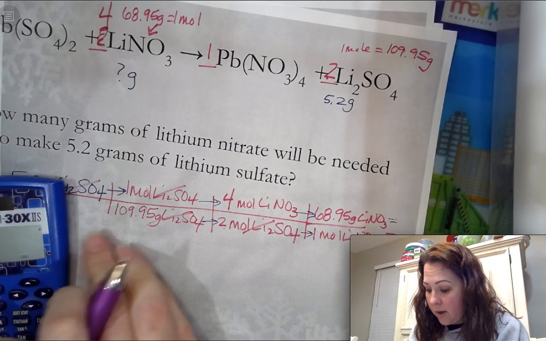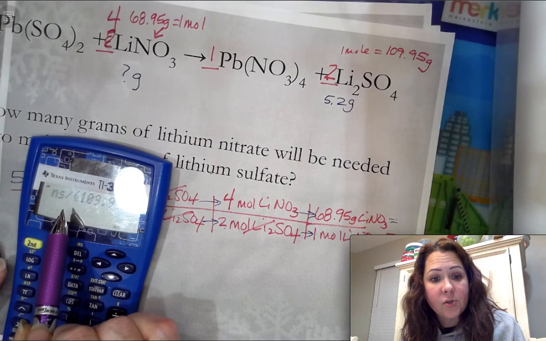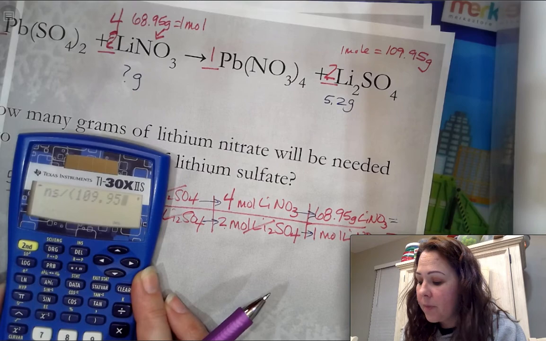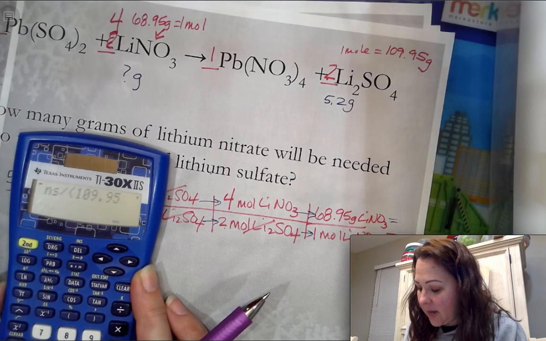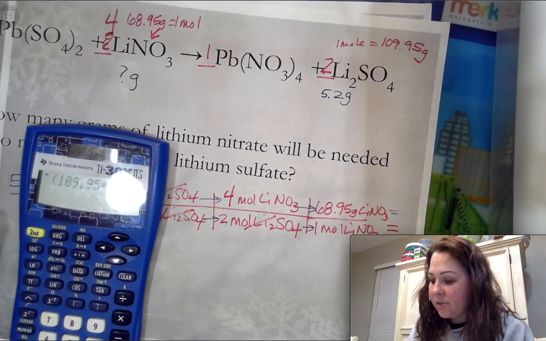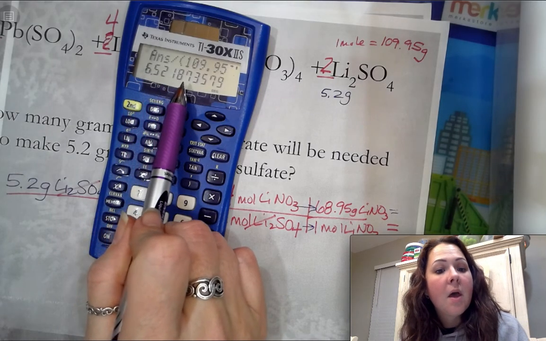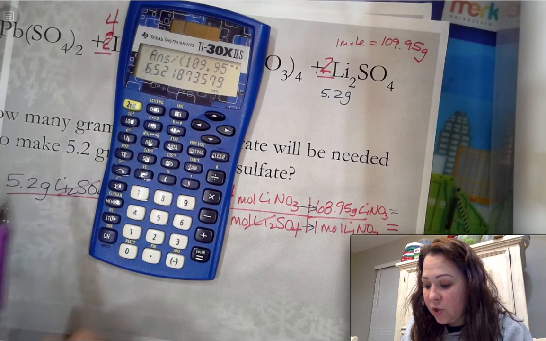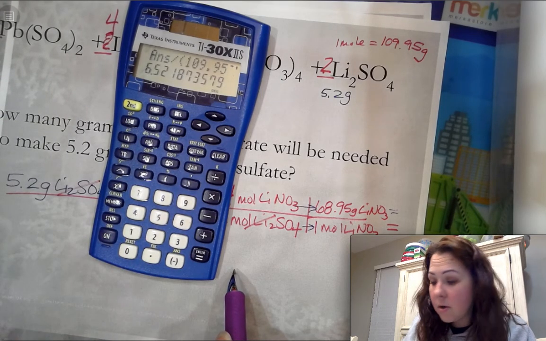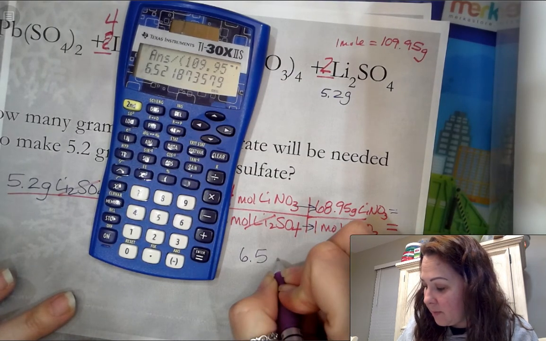109.95. Again, I have to open parentheses here, otherwise my calculator is going to do the order of operations weirdly, and it's not going to give me the right answer. So 109.95 times 2 times 1, which you can skip. And my answer ends up 6.52187, and so on. My first number here has 2 sig figs, which means that I can only have 2 significant figures in my answer. So that's going to round to 6.5, and that's grams of lithium nitrate.